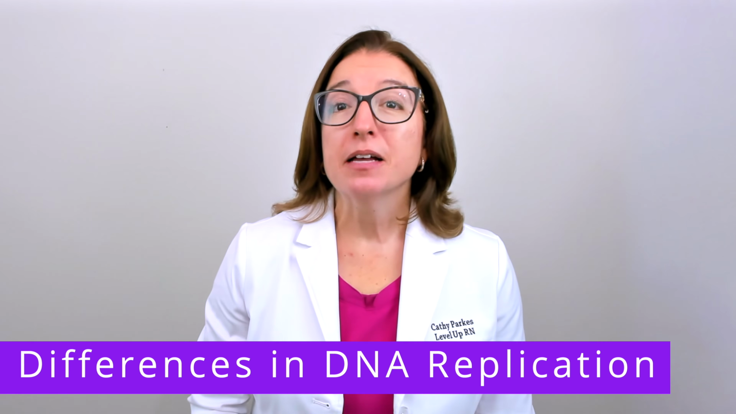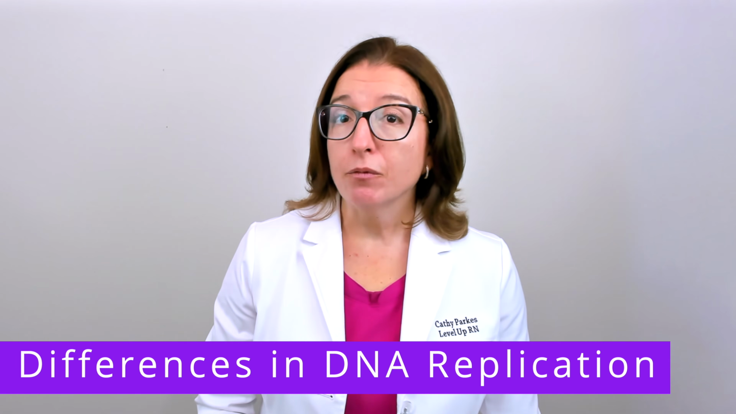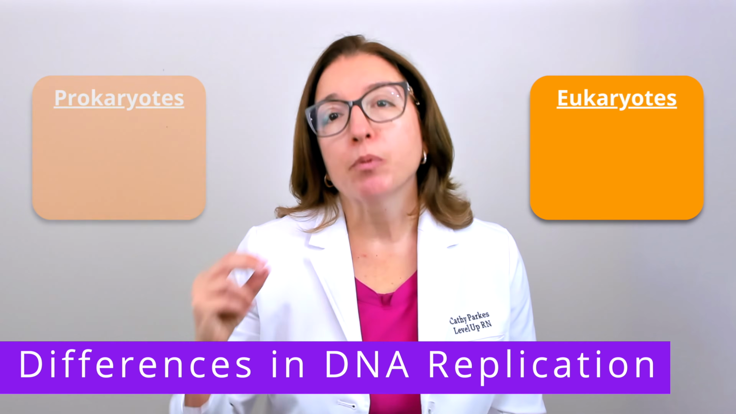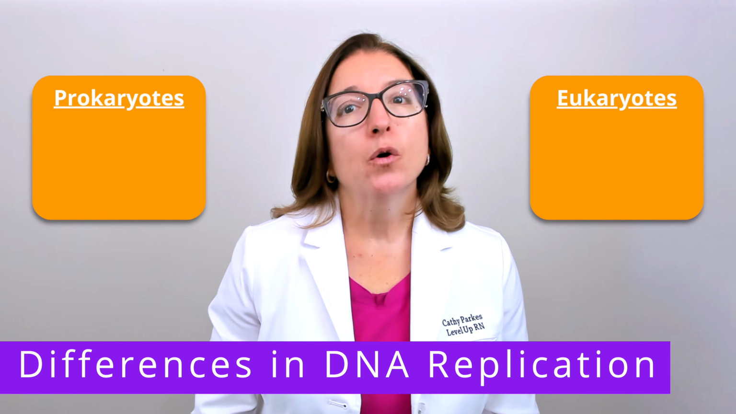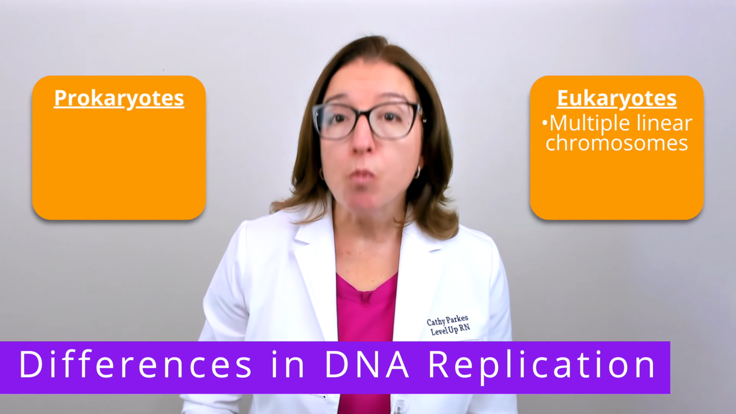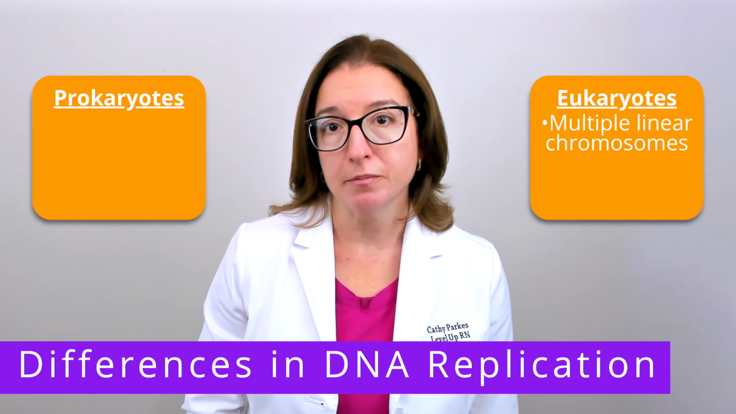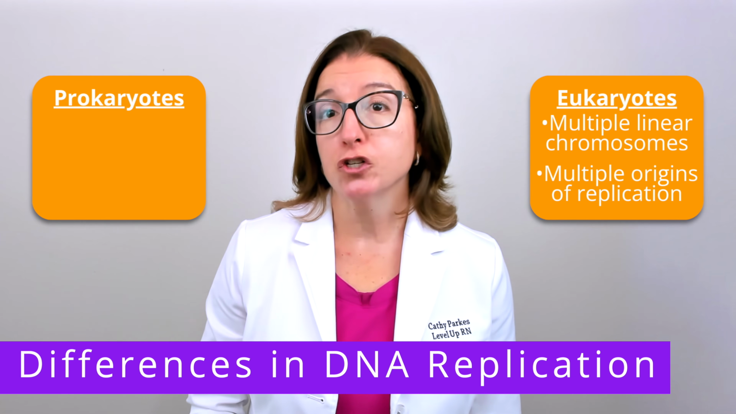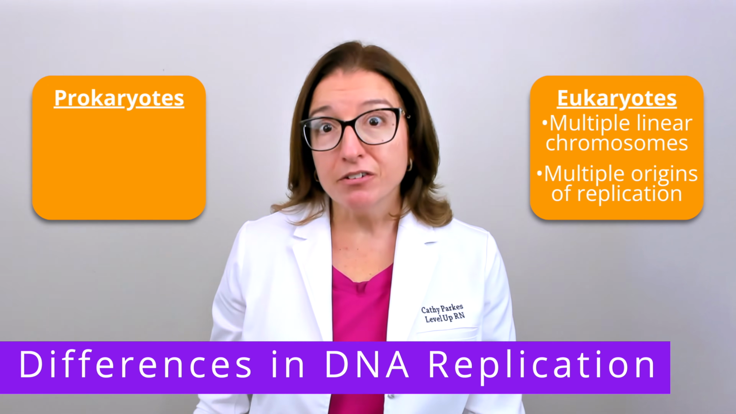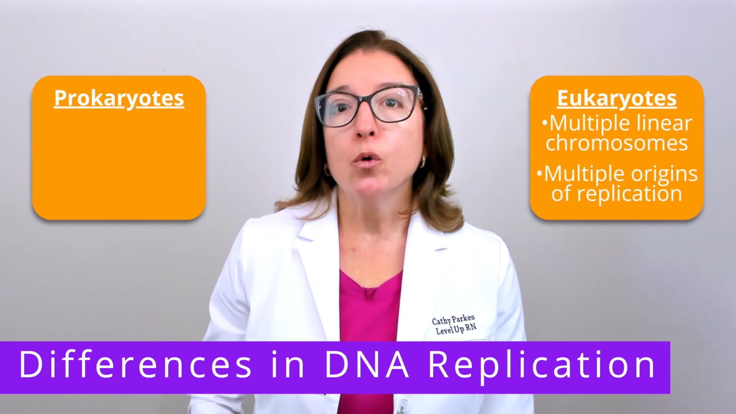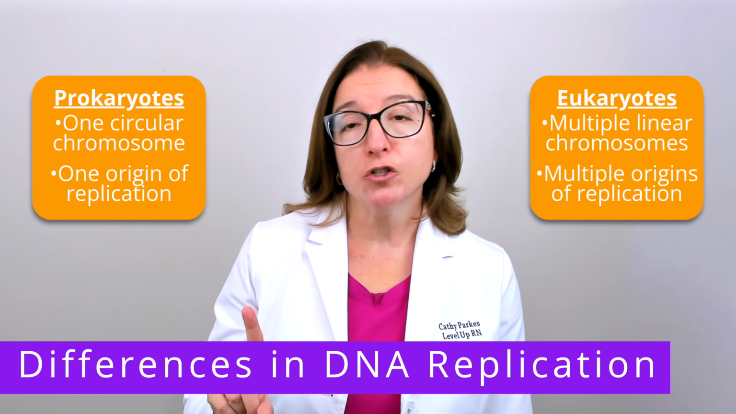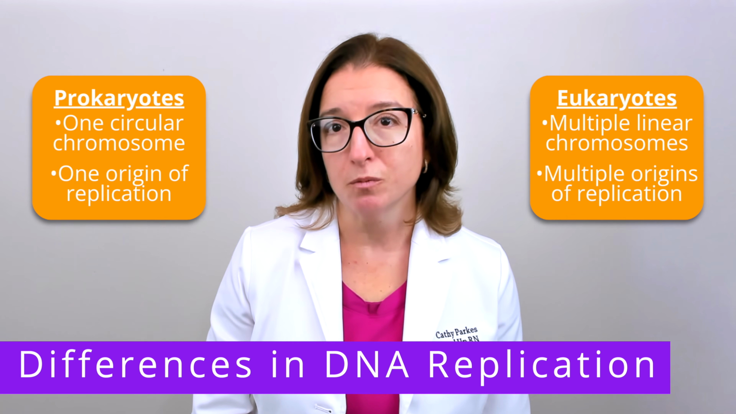Let's now review some key differences between DNA replication in a eukaryotic cell as opposed to a prokaryotic cell. So one big difference is that eukaryotic cells contain multiple linear chromosomes, and there are multiple origins of replication on each chromosome. This is different than prokaryotic cells, which contain one circular chromosome with one origin of replication on the chromosome.